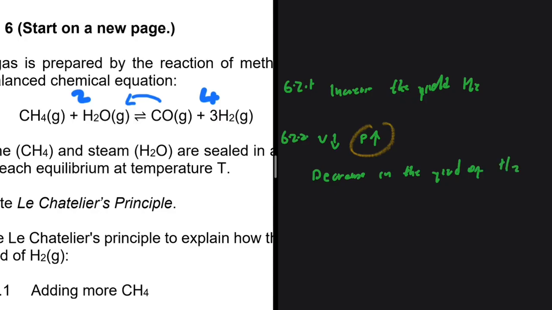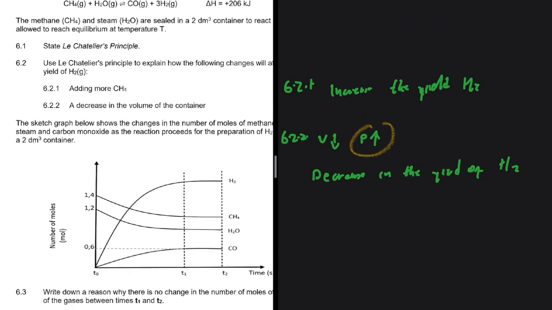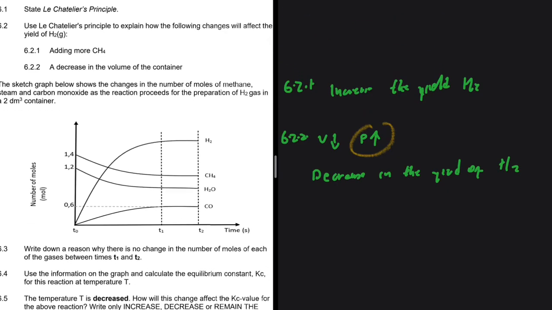And why is that so? For the reasons I just gave, right? We are decreasing the volume, the pressure increases. The system wants to reinstate the equilibrium by favoring a reaction that opposes the change. Since we've increased the pressure, the system wants to decrease the pressure. So the reverse reaction will be favored because it leads to less number of moles of gas, hence less pressure. So that is 6.2.2 right there.